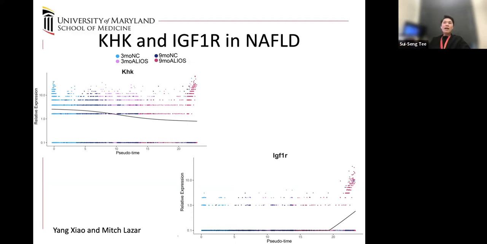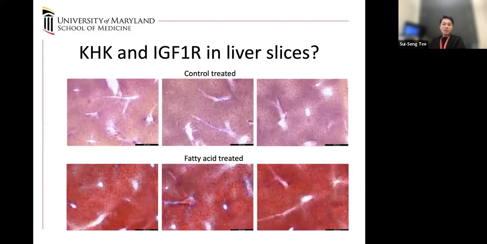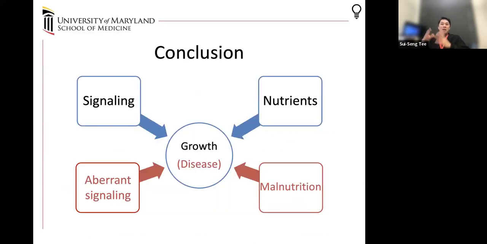We're now actively trying to prove this signaling pathway in more sophisticated models. We've treated some liver slices with fatty acid to mimic a steatotic environment, and we're on our way to look at KHK expression and IGF signaling. So I want to conclude here by saying, if you've taken back nothing more than this slide here, I would be very happy.